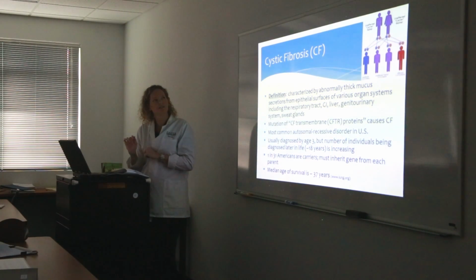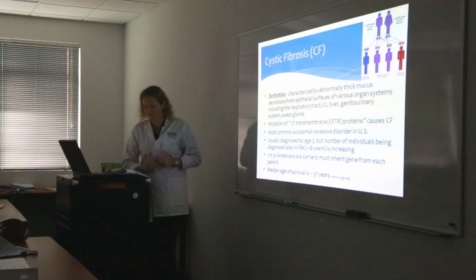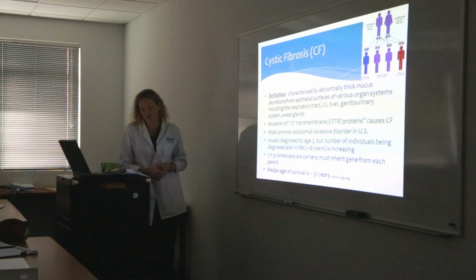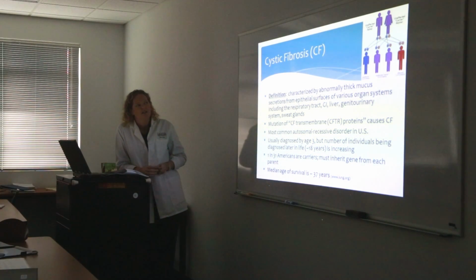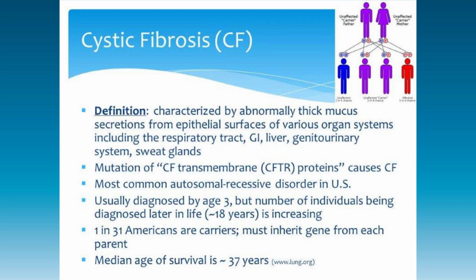Cystic fibrosis, or CF. This is a disease characterized by really thick mucus secretions that come from epithelial surfaces of different organ systems, particularly the respiratory tract. It really affects the lungs. Also the GI tract, the liver, the genitourinary system, sweat glands, and it's caused by a mutation of the CFTR protein, or the CF transmembrane protein.